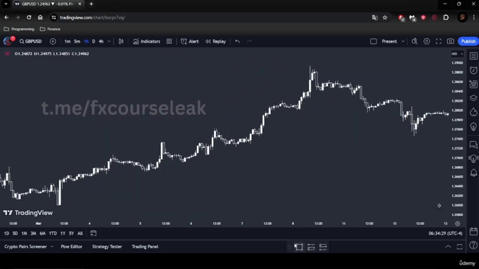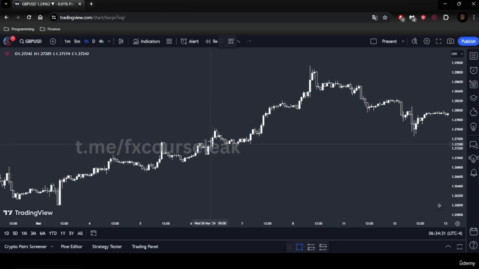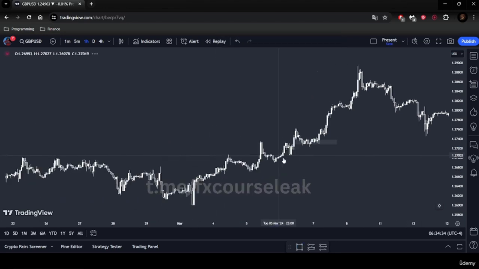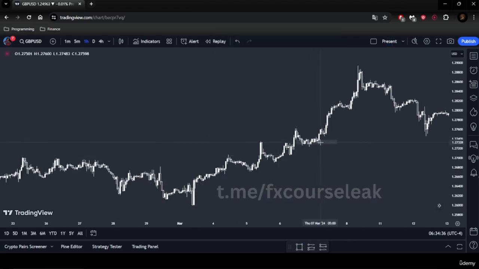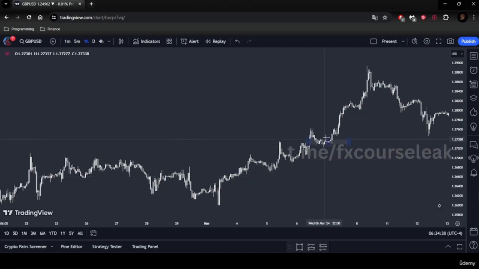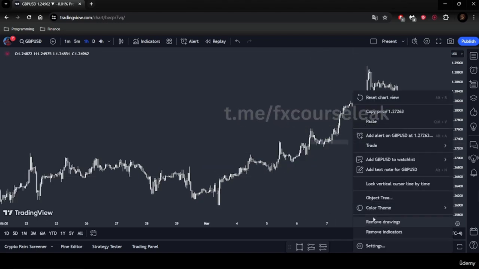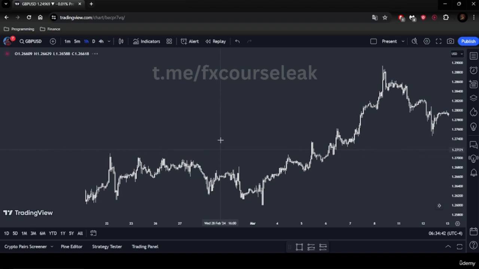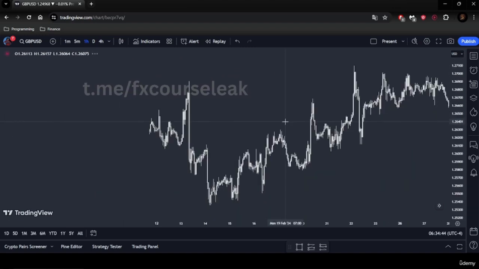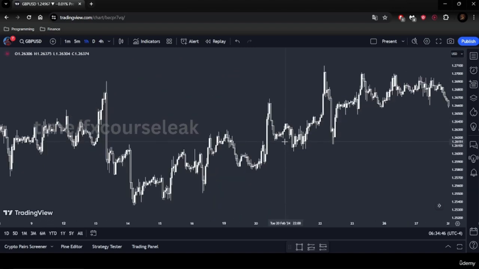Then we have the same exact thing here. We have this fair value gap, which price is inside of multiple times, holding, then goes higher. Okay, that's how we use fair value gaps. That's what fair value gaps are.